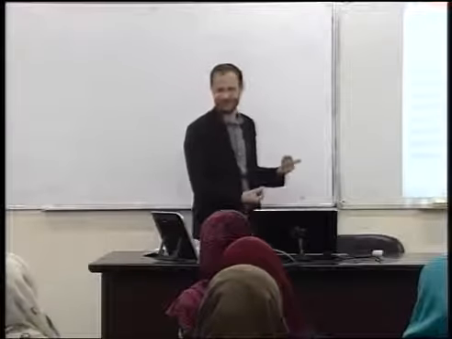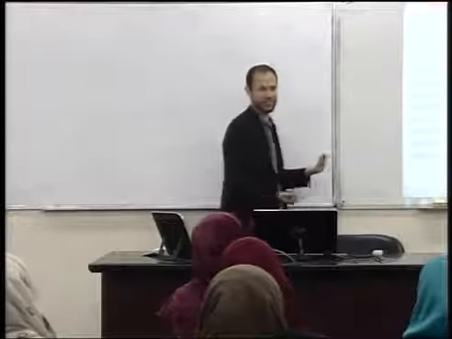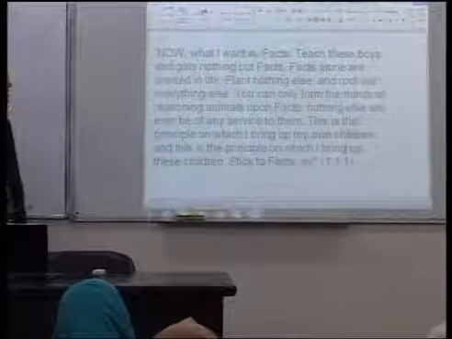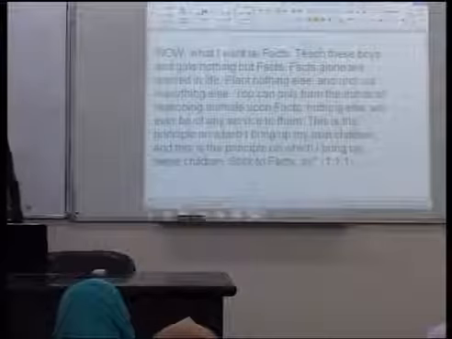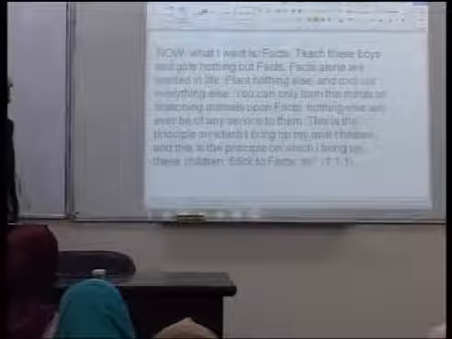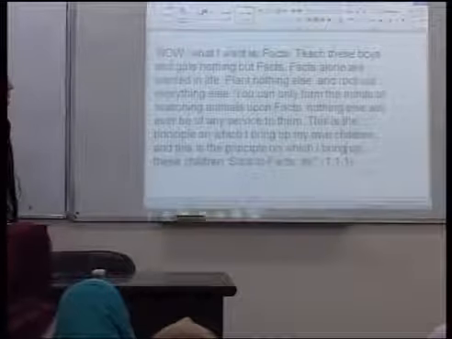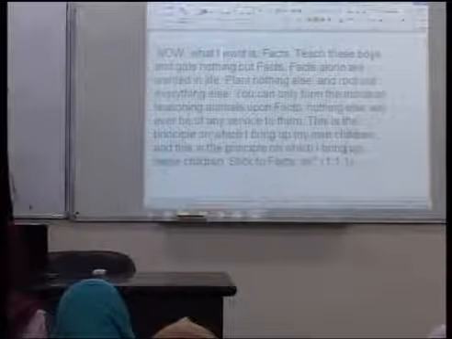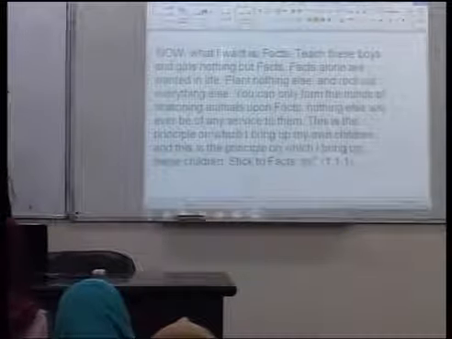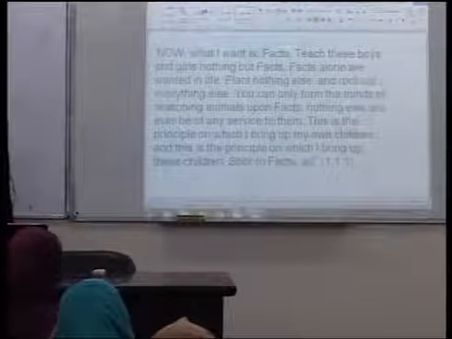The cats are like reasoning animals. Animals that think and reason. That's the negative thing, because they don't believe in children. Yeah. You can only form the minds of reasoning animals upon facts. Nothing else will ever be of any service to them. This is the principle on which I bring up my own children, and this is the principle on which I bring up these children. Stick to facts, sir.